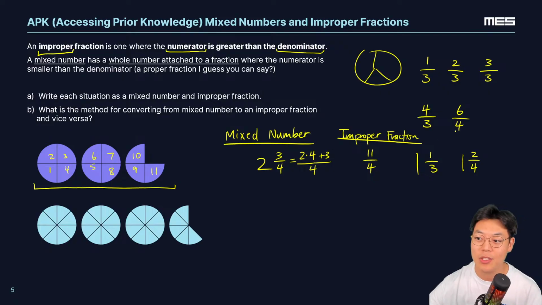Going backwards, we can do exactly what we did earlier. We can think about how many times does 4 go into 11 fully, and that's twice, leaving just 3 of the 4 full pieces left.